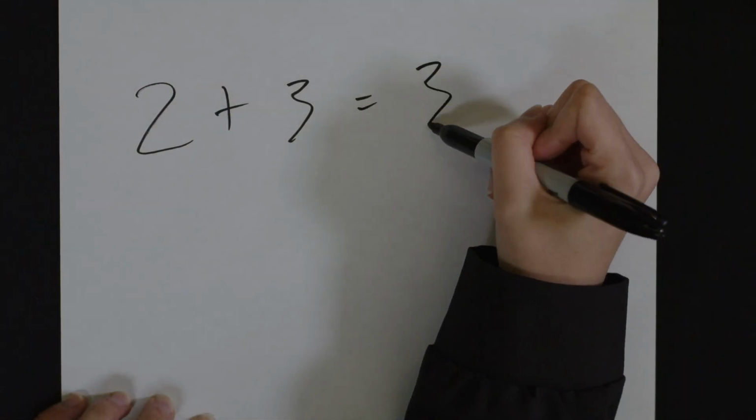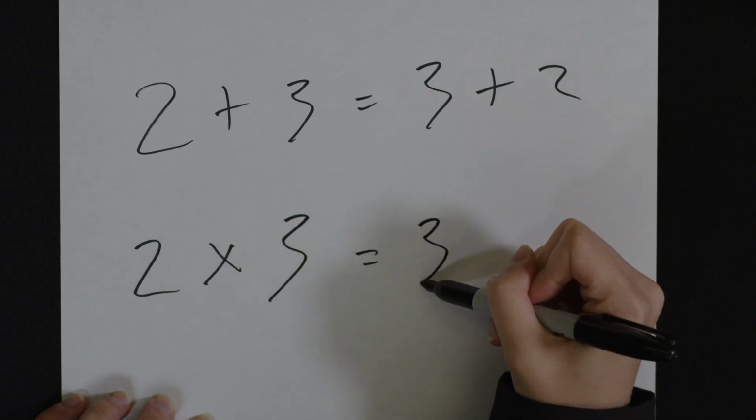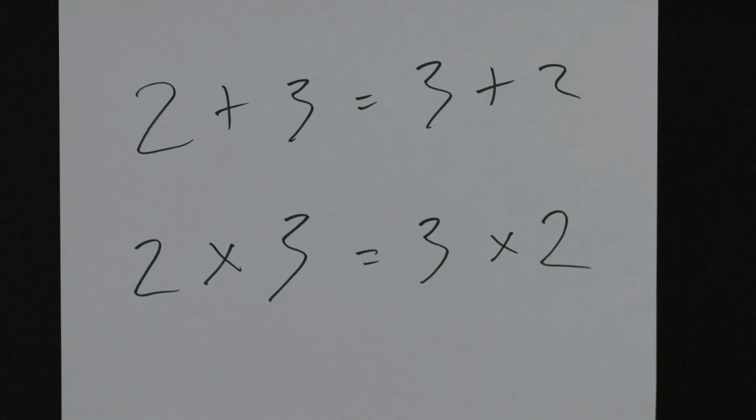Here's a property you learned in math a long time ago. 2 plus 3 equals 3 plus 2, and 2 times 3 equals 3 times 2. We say that addition and multiplication are commutative. The order doesn't matter. Now note that that doesn't work for subtraction or division. 3 minus 2 is not equal to 2 minus 3. 3 divided by 2 is not the same as 2 divided by 3.